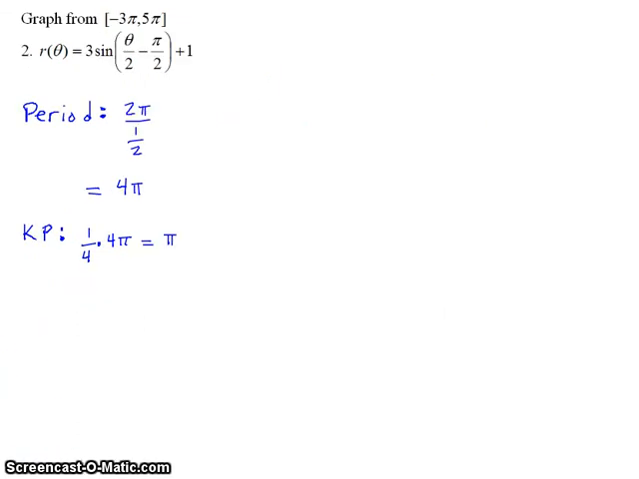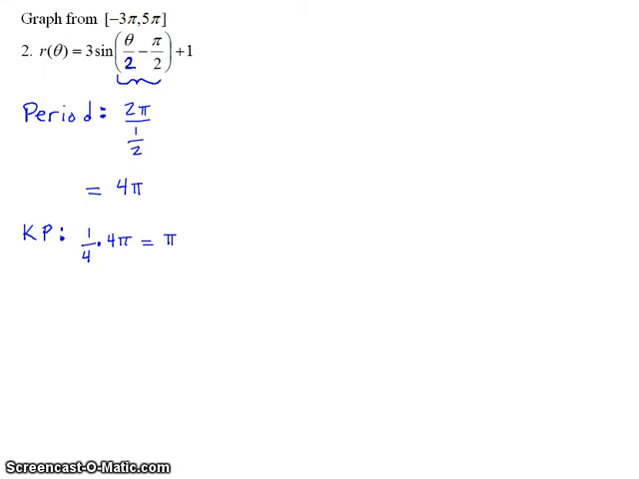Okay, so for our next problem here, I have started off finding the period, and so I took 2 pi divided by 1/2 and found that my period now is 4 pi. I see key points each time I go 1/4 of 4 pi, which is pi. So what I want to know right now is what is a good start point and a good end point. So I'm going to set the entire quantity in here equal to 0 and solve for theta, and then 2 pi and then solve for theta.